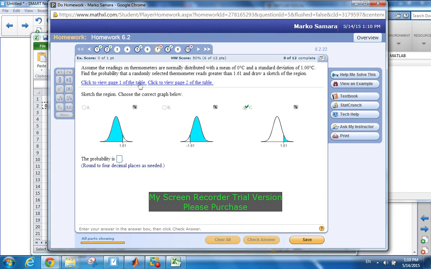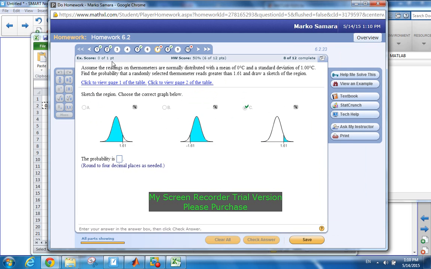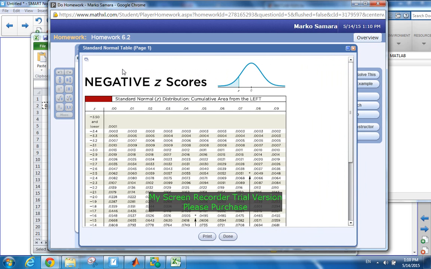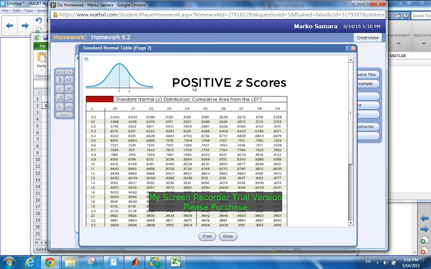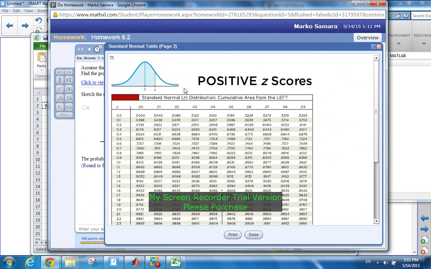There are 2 pages of the table. I'm going to use this one, but let me show the first page. Negative z-scores, so that's the cumulative probability for z-scores up to negative numbers, and the other one is the cumulative distribution for positive z-scores. Since we have 1.61, that's positive, so we are going to use this second table.